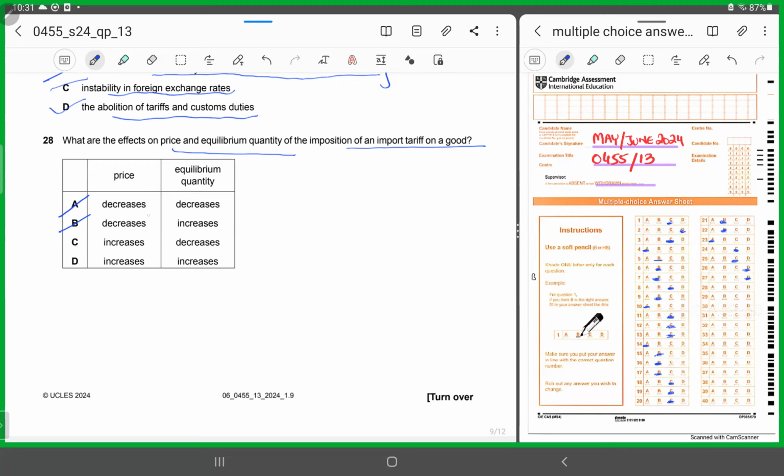So what about the equilibrium quantity? Will it rise or fall? The equilibrium quantity has to fall because it's making imports expensive. So it has to be option C. The price increases and the equilibrium quantity falls. So for 28, it has to be C.